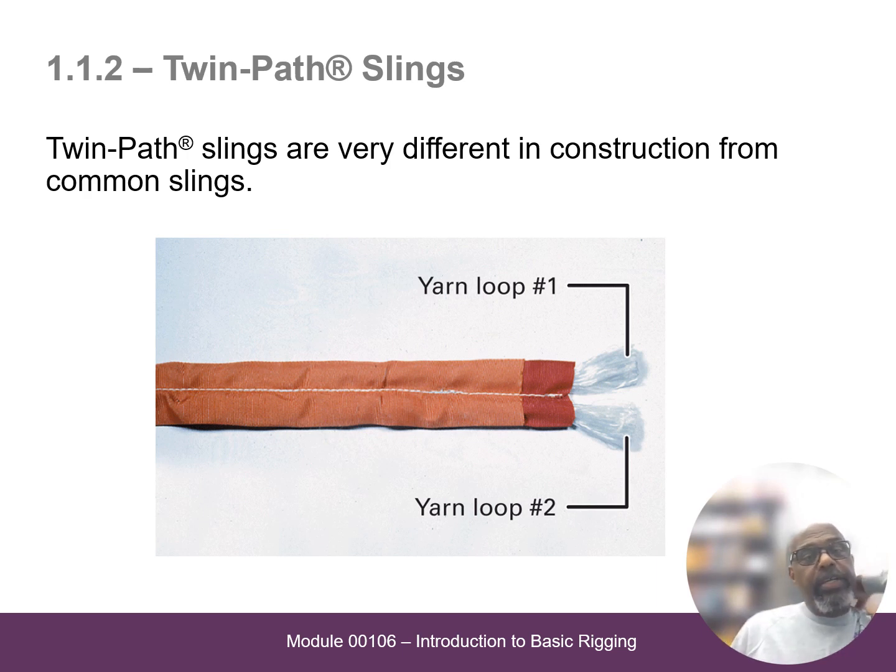This is what they call the twin path sling. Twin path slings are very different in construction from common slings. If you notice, you can see this here. Again, you don't see this type very often. The other slings that we just looked at are definitely more common than this type.